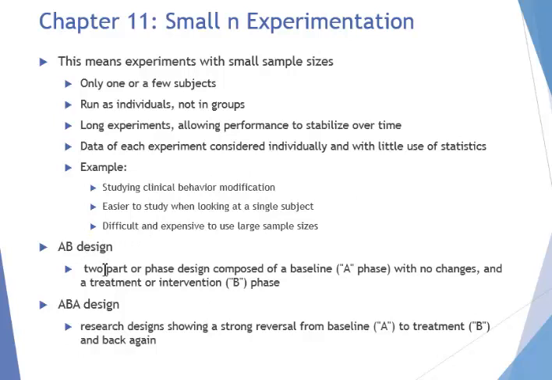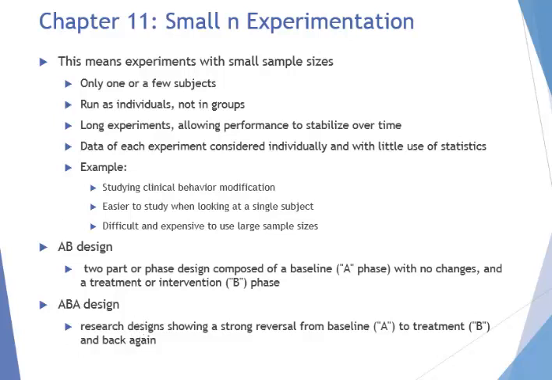The A-B design is a two-part phase design: a baseline, which is the A phase with no changes, and then the treatment or intervention, which is the B phase. You see how a child behaves in school without taking Ritalin, and then you give the child Ritalin for a few months and study how the child behaves over the next few months. That's an A-B design. The A-B-A design, which is superior, but as we'll see, we can't always use it, shows a reversal to treatment and back again.